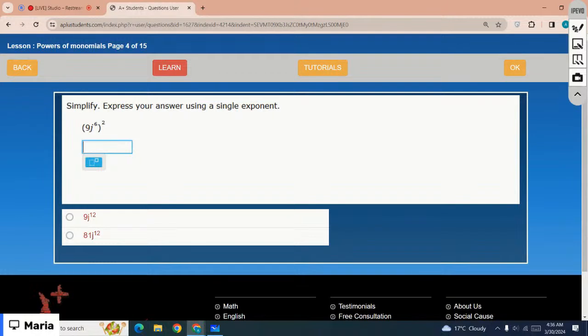Right. 9j6 square, which is the correct option? The correct option is 81j12. Option number 2 is the correct option, right? That is 81j12.